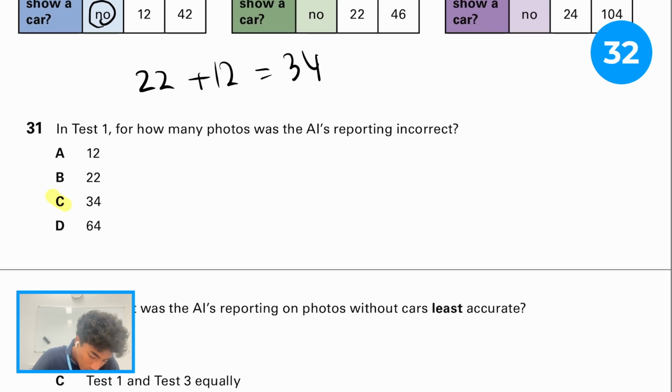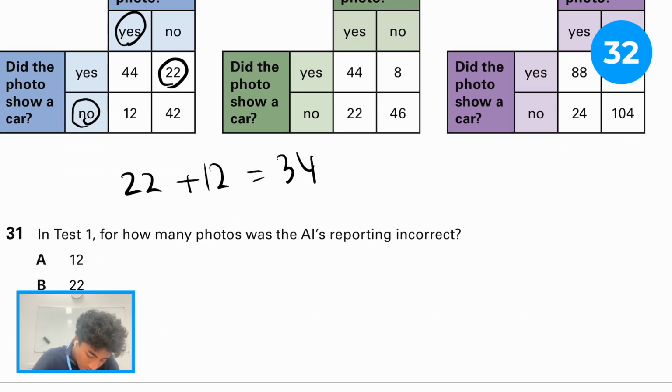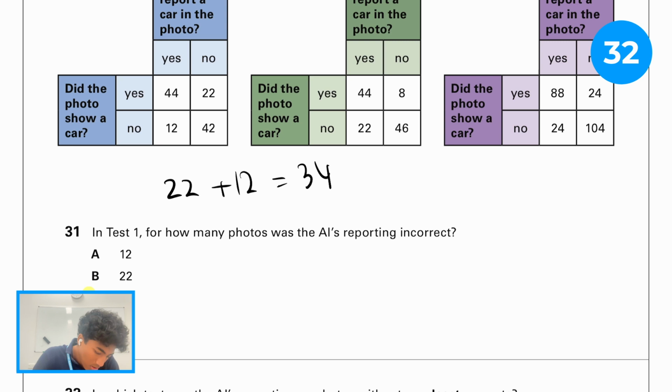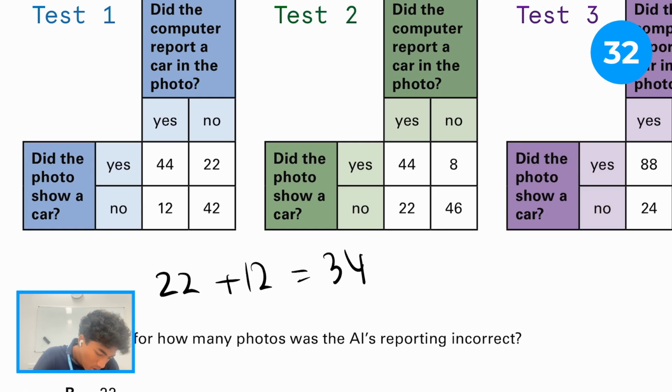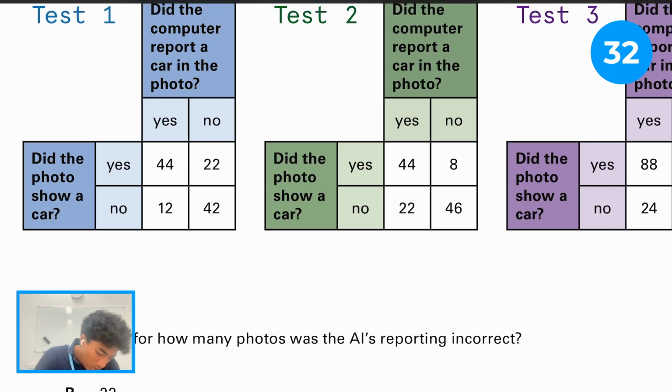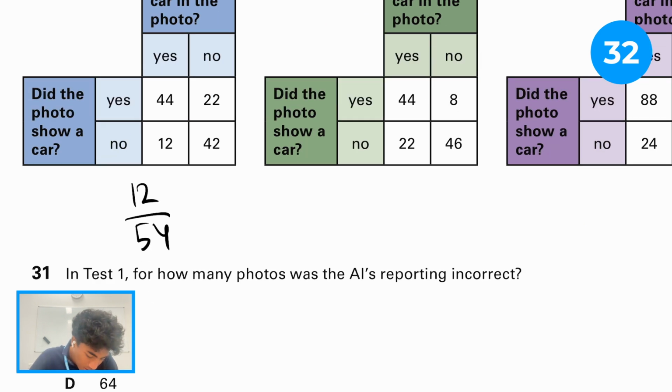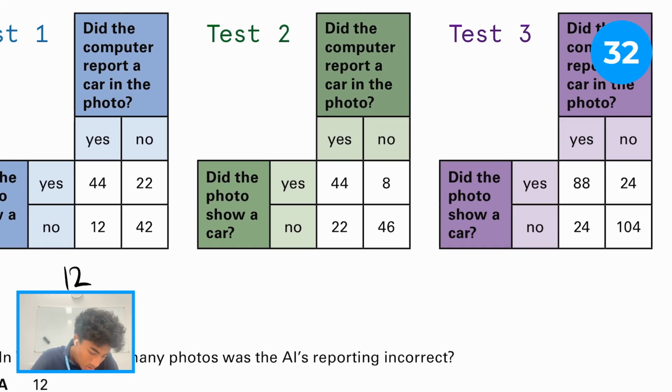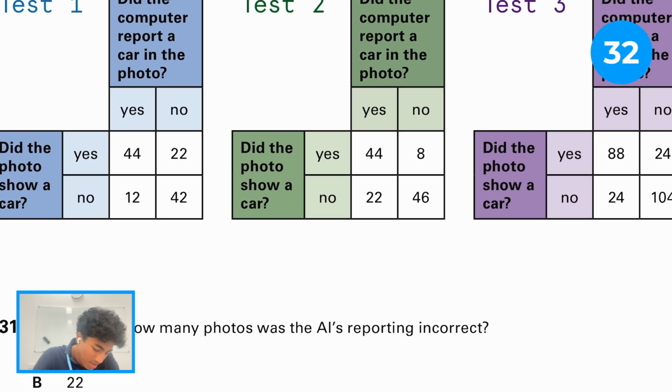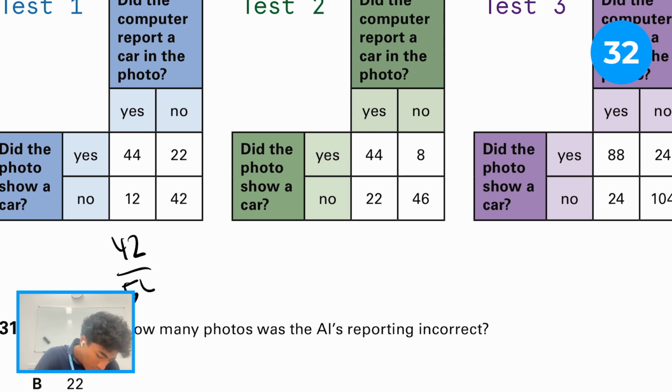In which test was the AI's reporting on photos without cars least accurate? All right, let's see. In test 1, 12 were inaccurate, 42 were accurate. That means 12 out of, in total, 54 were inaccurate. Okay? Or we can just see which has the lowest accuracy rate, right? The accuracy rate in test 1 is 42 over 54, because there are 54 total photos which show no car, and there are 42 which are accurate, right? So 42 is accurate.